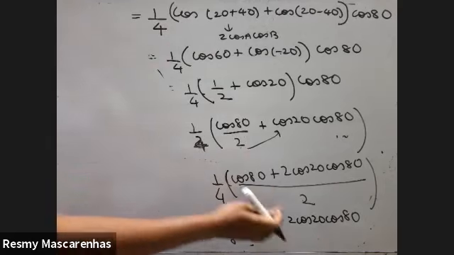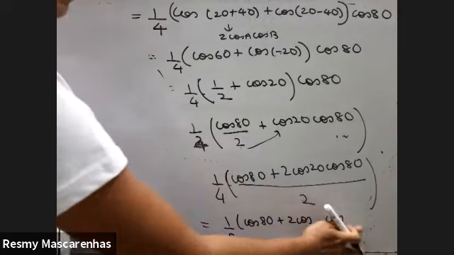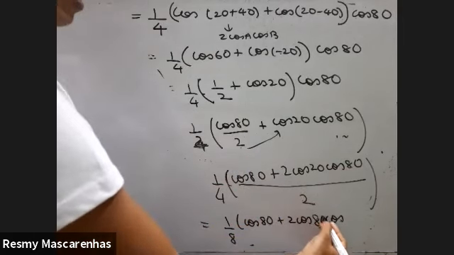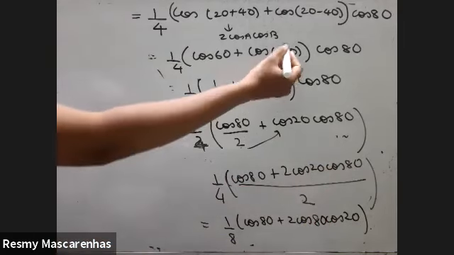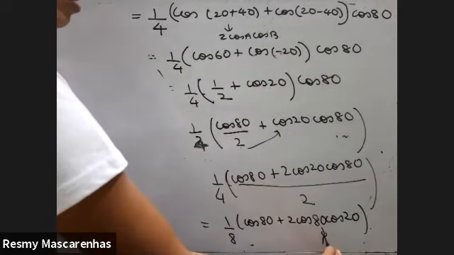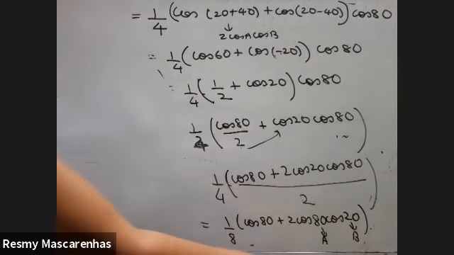If you don't want to get confused, always prefer writing the bigger number first. Then you will not get that sign difference. 80 you can write first, 20 you can write next. Then you will not get this minus. So this will be A and this will be B.